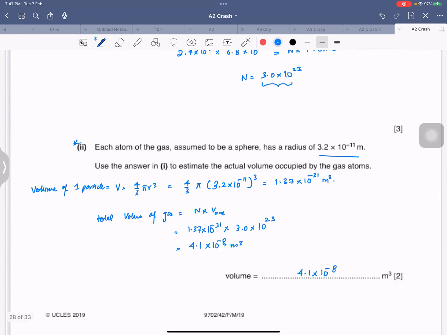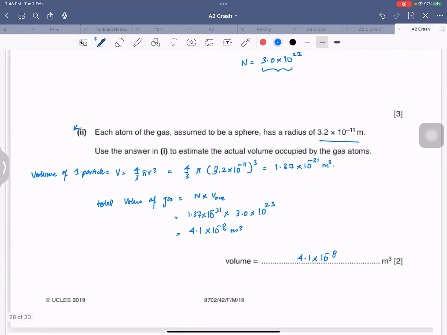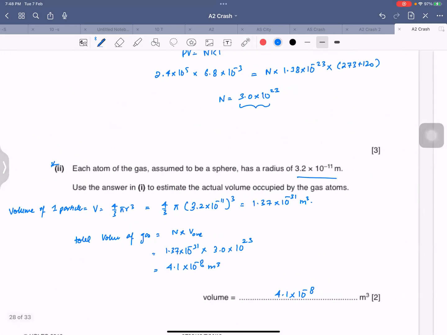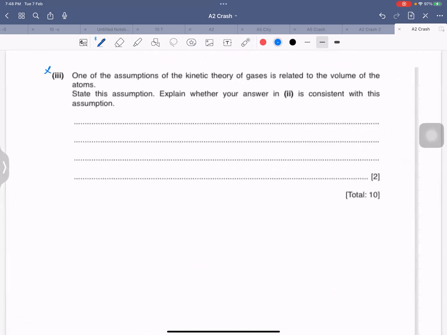All right. So now the question basically starts from the next page. And this says one of the assumptions of kinetic theory of gases is related to the volume of atoms. Do you guys know what that assumption is? Volume is close to negligible. No, that is not the assumption. Tell me the right one, please. Volume of atoms is negligible compared to the volume of the container.